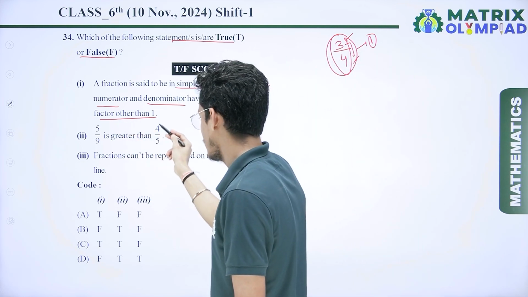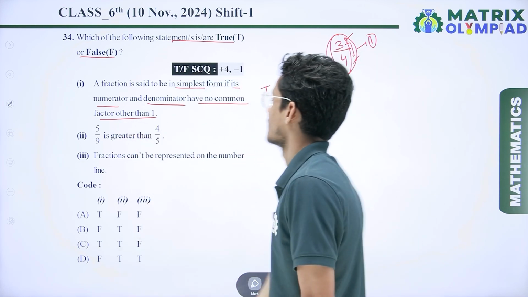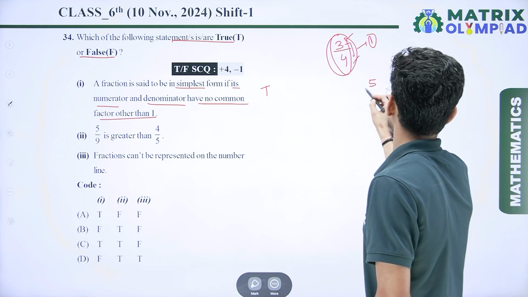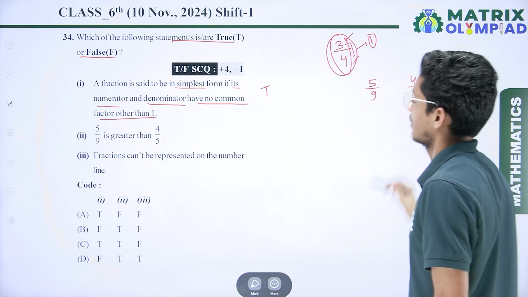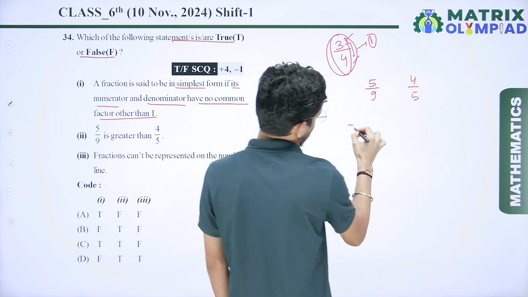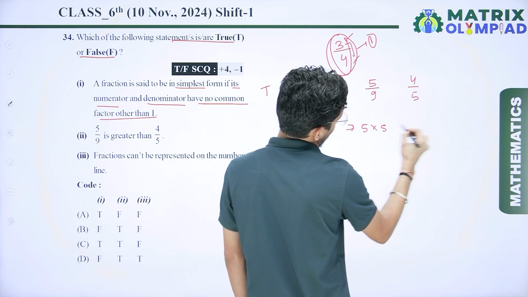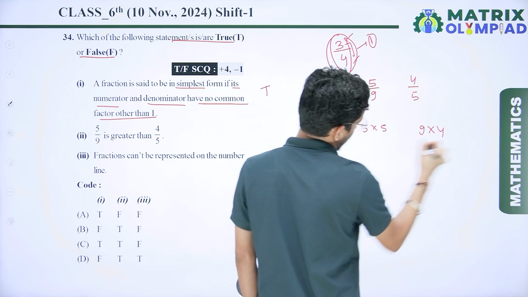5/9 is greater than 4/5. So here we have given 2 fractions. One is 5/9 and the second one is 4/5. So if I multiply here, so I can say that 5 multiply 5, 5 and 9 multiply by 4.